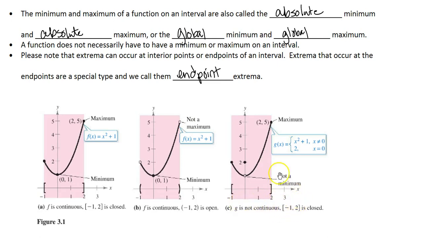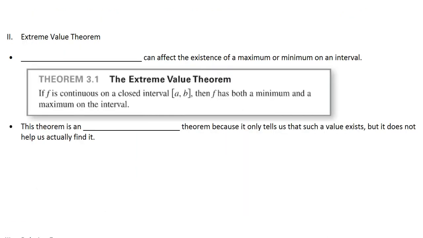In this case right here, you do have a maximum at 2,5, but you do not have a minimum for this graph for the same reason. That open circle means that it's not a minimum on either side. It's going to get closer and closer to that y value, but it's never going to actually touch it. As you saw in the previous example, continuity is one thing that can definitely affect the existence of a maximum or minimum on an interval.